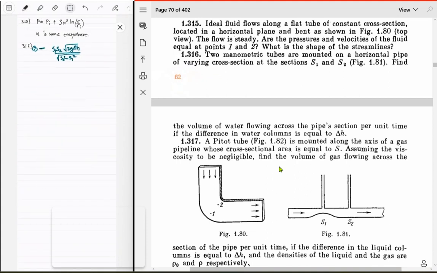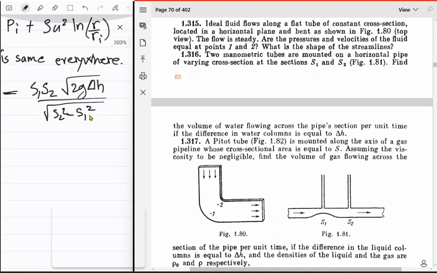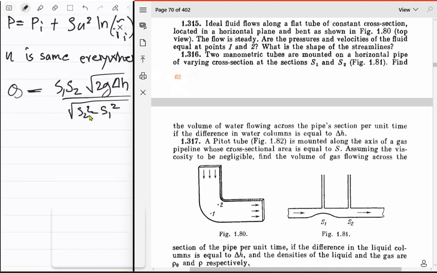Hey, you know what? Actually, you could use this everywhere you have the same horizontal level. You can just use this everywhere, I think. Of course, instead of this 2g delta h, you just put 2 times the pressure change upon the density and everything. But whatever. This is what we got. Next question.